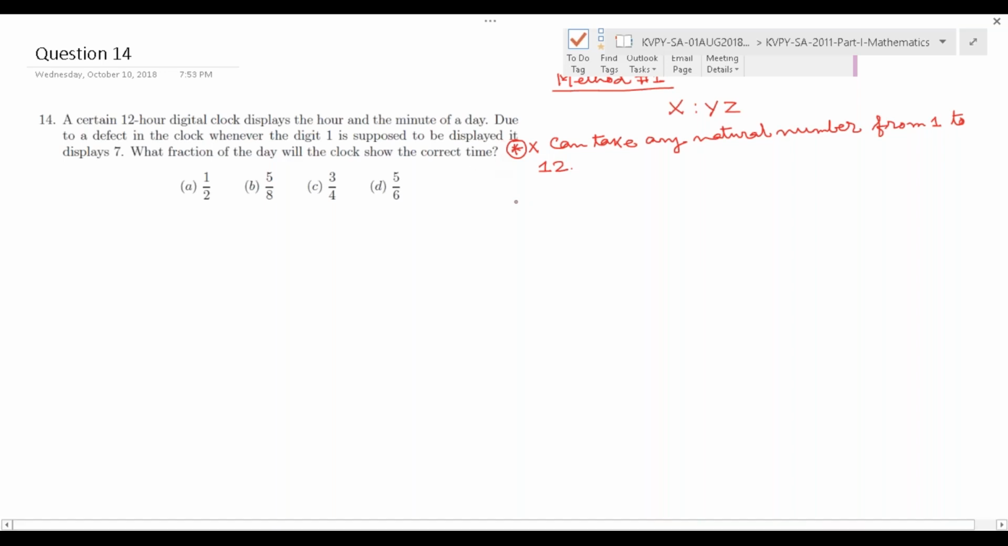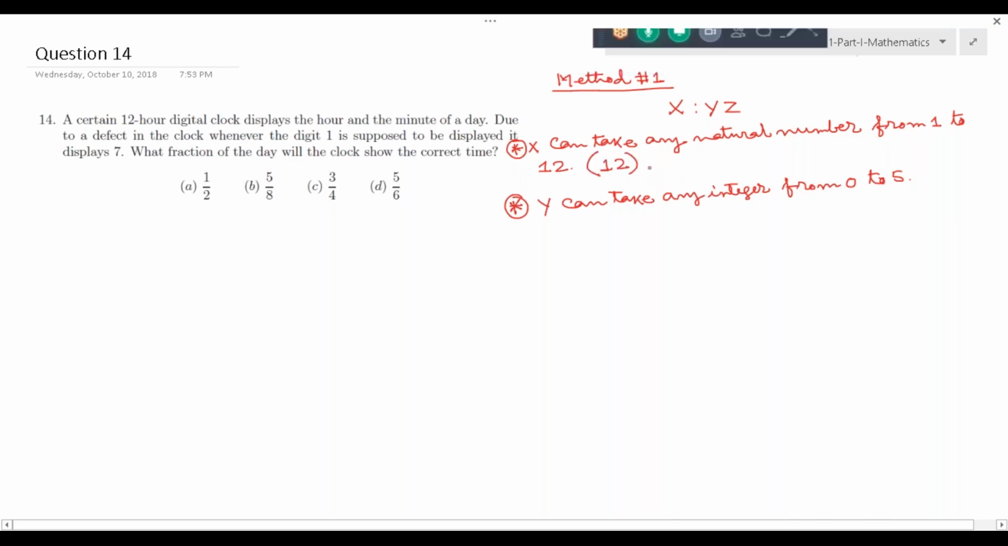Then what values can Y take? Y can take any integer from 0 to 5, which are 6 numbers. So X is 12 in number, and Y, 0 to 5, is 6 in number.